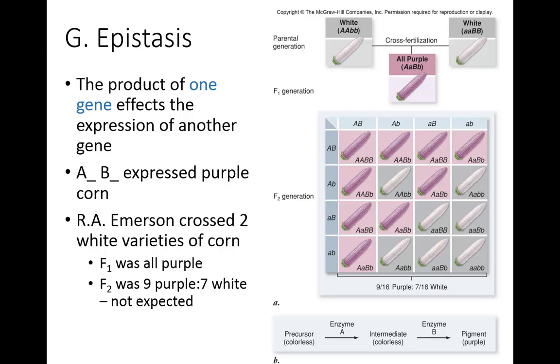Epistasis is another phenomenon where 2 genes have to be expressed in order for a trait to be expressed. Emerson did a test cross of 2 different varieties of corn, and what he found was that they had to have both the A allele and the B allele, the dominant form, in order for them to be purple. If they had the dominant A allele but not the dominant B allele, or vice versa, then they turned out to be white. And so this showed a different ratio. This was a 9-to-7 ratio, which was different than the 9:3:3:1 which he had expected.